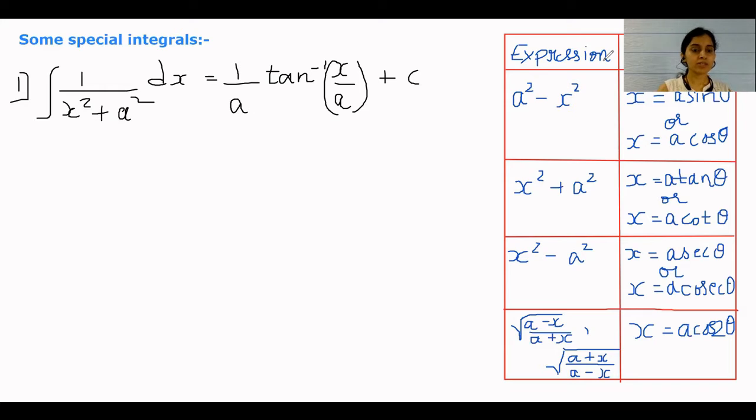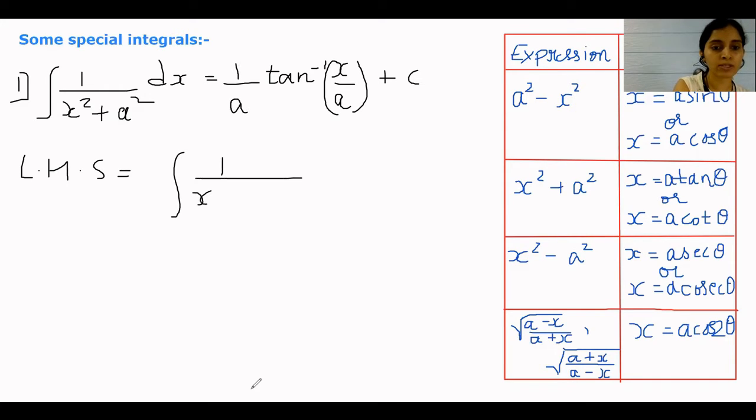Okay, so you have to prove that the integration of 1 upon x square plus a square dx is 1 upon a tan inverse x upon a plus c. So let us take the left hand side. LHS is equal to the integration of 1 upon x square plus a square dx. And how will we start the sum? If you refer to the red box here, if you have something as x square plus a square, we use the substitution x is equal to a tan theta. So let us use this substitution here.